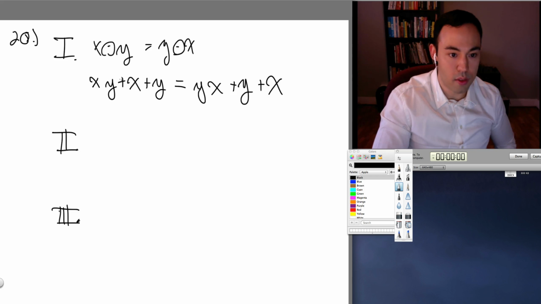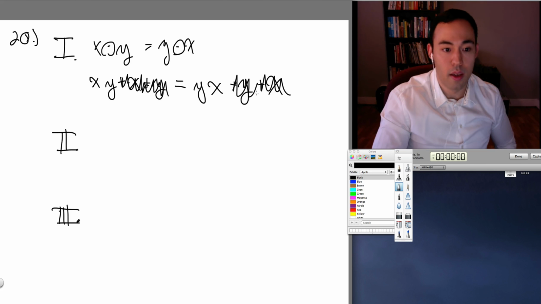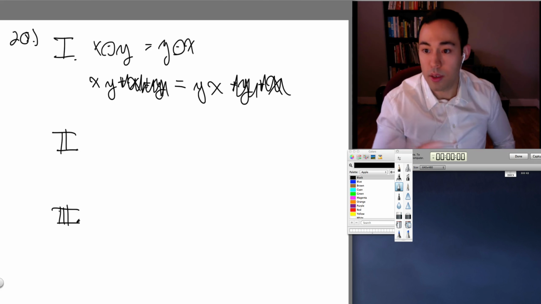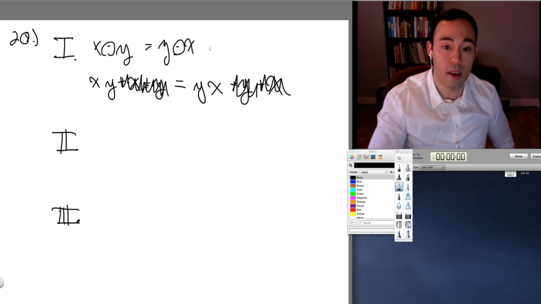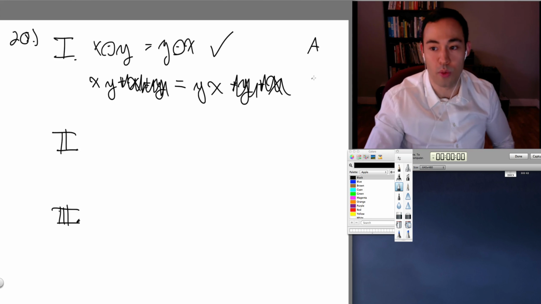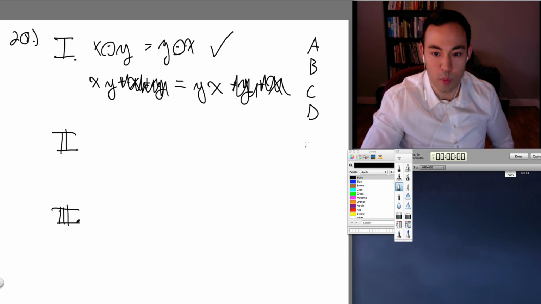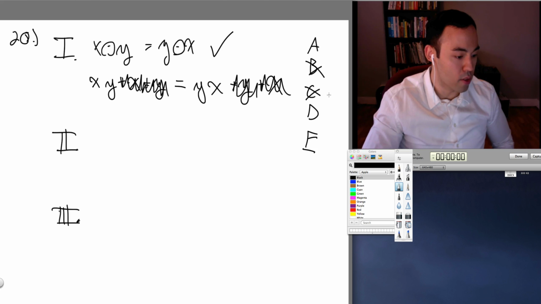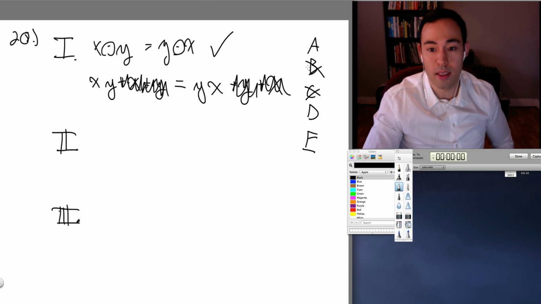Well, the x's cancel out. If you subtract both sides by x, the y's cancel out. And xy and yx are the same. So yay! Answer choice 1 is correct. Now let's do a little bit of process elimination before we move on. If we know 1 is correct, that means B has to be wrong. C has to be wrong because it says 2 only and 3 only. And so we're left with answer choices A, D, and E.